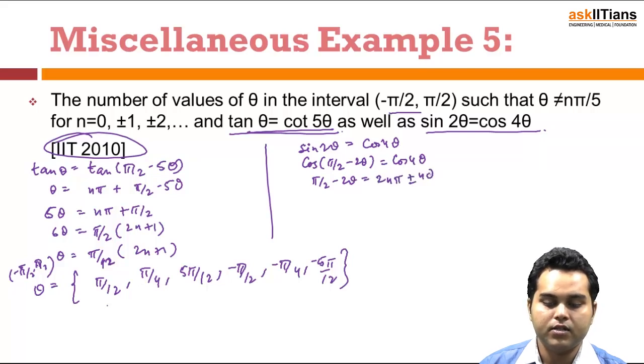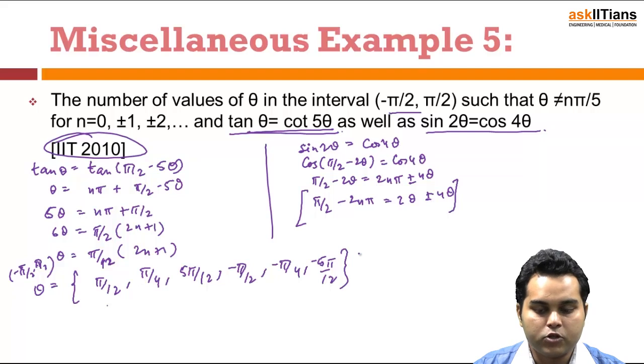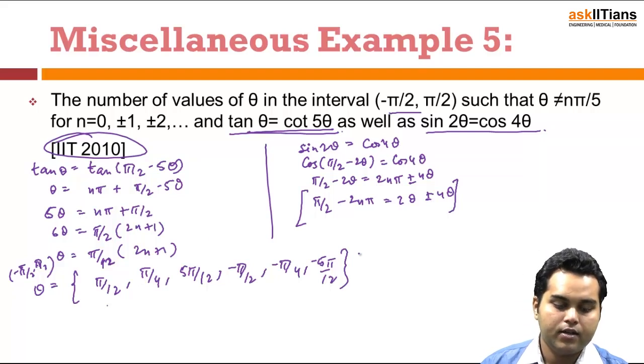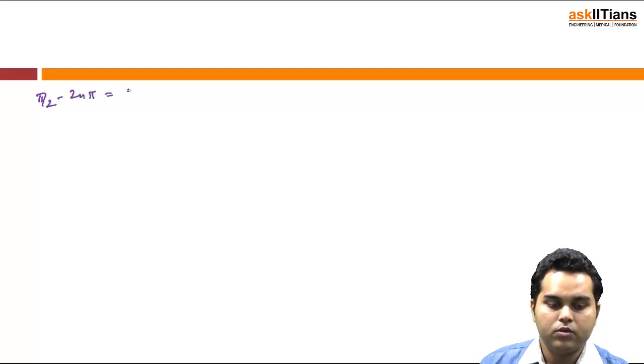plus or minus 4 theta. I am rewriting it by just rearranging the terms, separating the theta values on one side only. Now I will have to solve for two values. One would belong to the positive sign on the right hand side and the other one to the negative sign on the right hand side. I will proceed to the next slide with the same equation, that is pi by 2 minus 2n pi is equal to 2 theta plus or minus 4 theta.